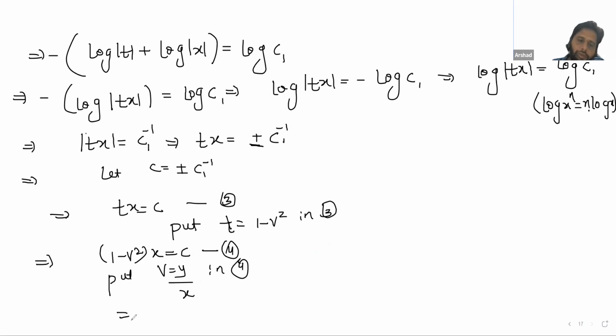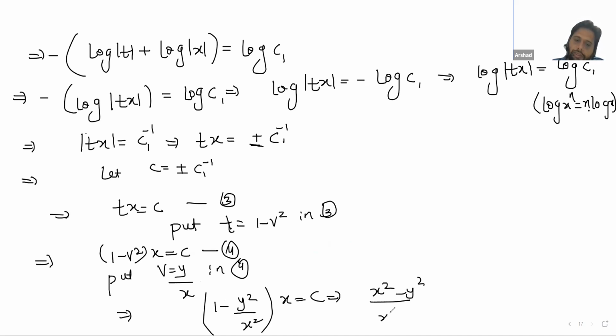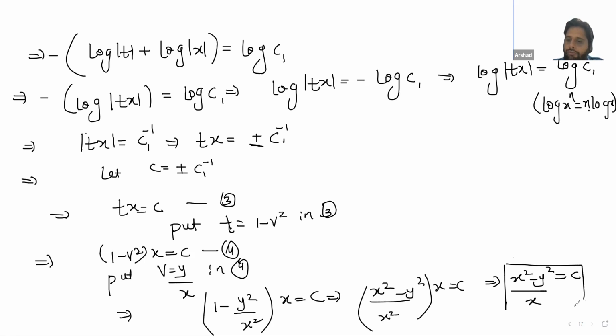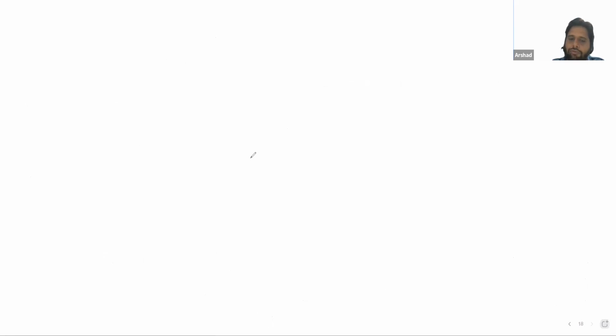So what we will get? 1 minus Y square by X square, into X, is equal to C. And this Y square by X square into X is equal to C. So cancel out this X. So you will get (X square minus Y square) by X is equal to C. So this is your final answer. If you wish, you can shift this X also and you can write like this, but that's your wish.